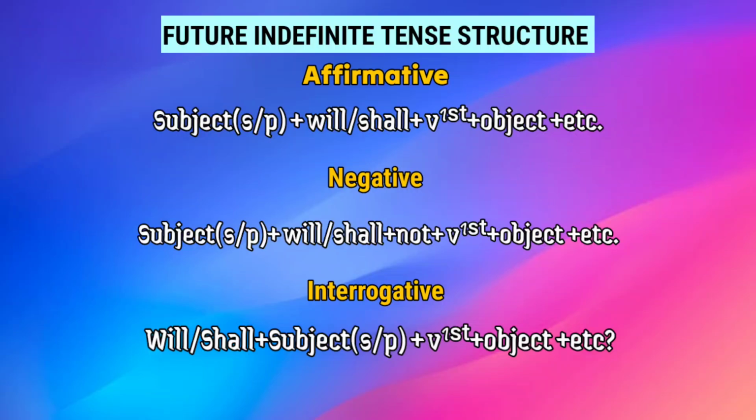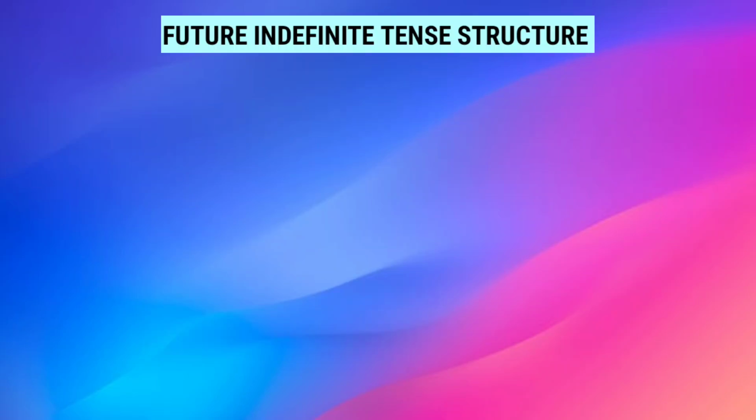object, plus etc. If the sentence is interrogative, it has a main question word, then will or shall, plus subject singular or plural, plus verb's first form, plus object, plus etc., and then a question mark because it is an interrogative sentence.